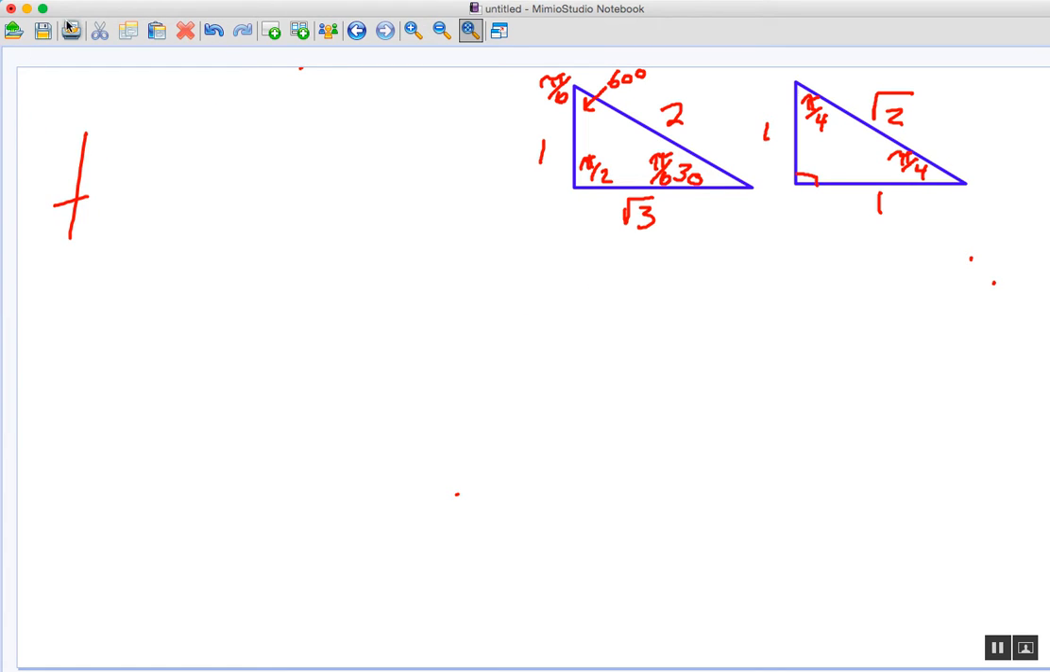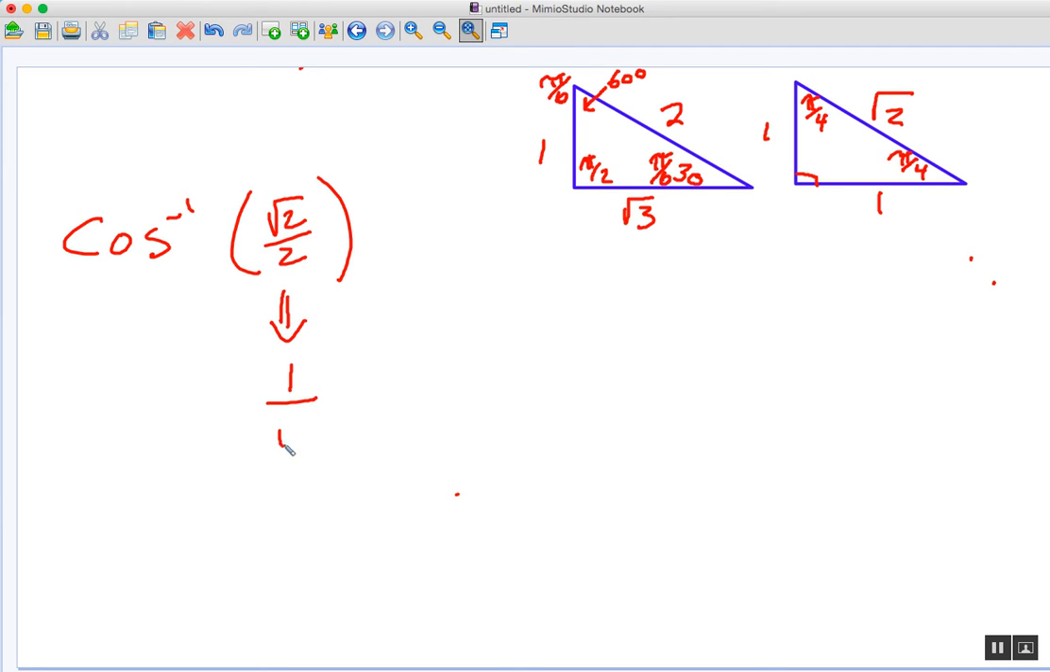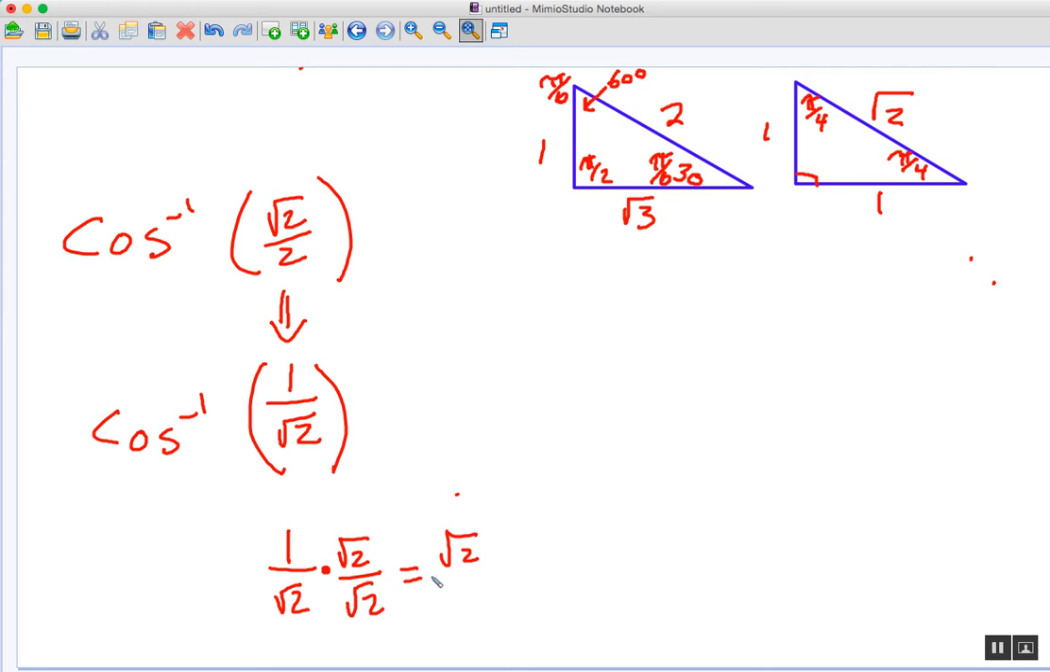Let's look at, let's not do tangent. Let's do inverse cosine of square root of 2 over 2. This one's a little trickier because you can't immediately see which of these triangles you're working with. So another way to write that is 1 over the square root of 2. Means the same thing. All they've done here is rationalized the denominator, which means they multiplied 1 over square root of 2 by square root of 2 over square root of 2 to give you square root of 2 over 2. So don't get confused by that.